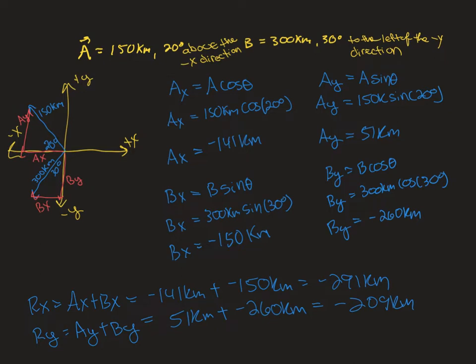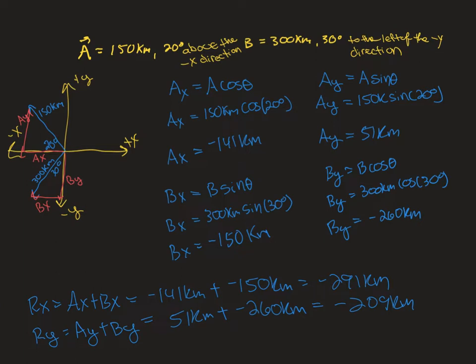And then we have 30 degrees to the left of the negative Y direction, so negative Y, sweep to the left, so that's going to put my angle right here. So BY is going to be down, BX is going to be left, because I'm going down and to the left. Alright, so now I've drawn my diagram, and I've drawn in my right triangles.